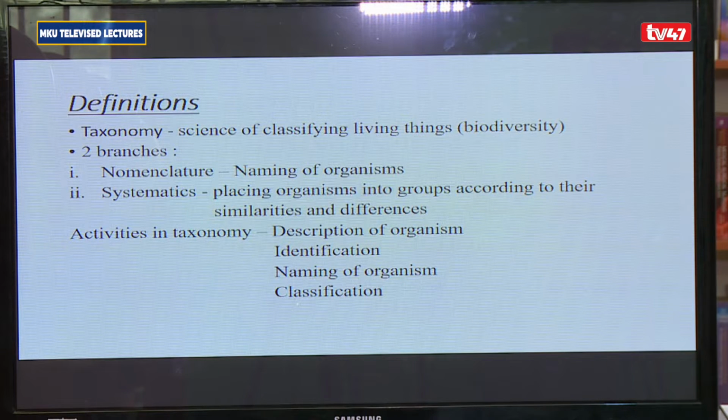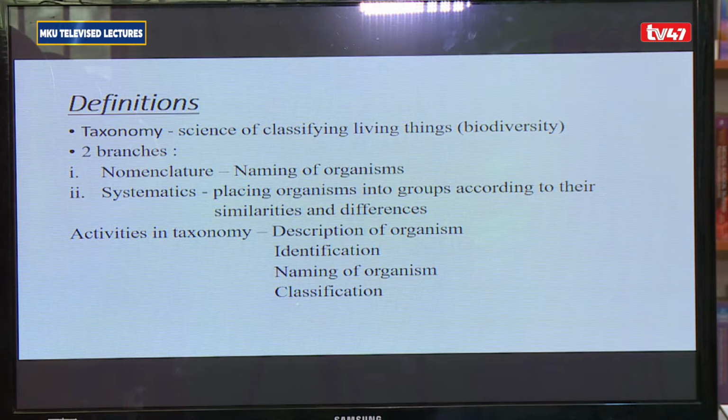As we classify the living things, every living thing is given a name, and then it is placed in a particular group. We call them taxonomic groups, according to similarities and differences. So we end up with taxonomy having two branches. One, nomenclature, where we are naming the living things or organisms, and two, systematics, where the living things are being placed into groups according to their characteristics. Those with similar characteristics are placed in the same group, and we end up with the different groups.